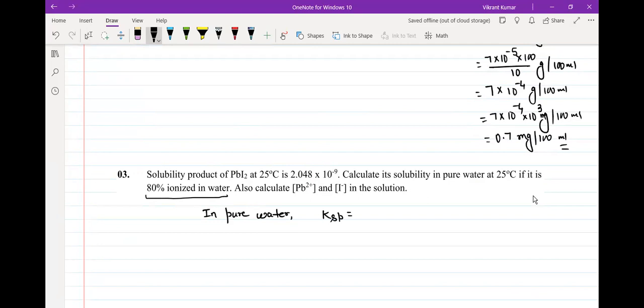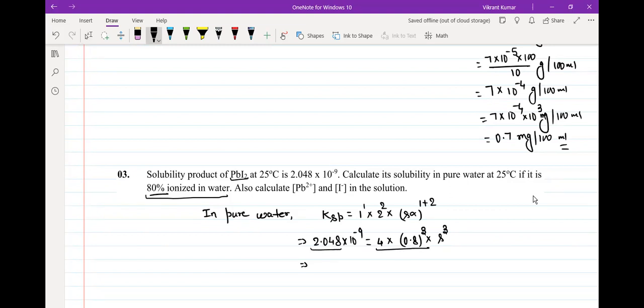And now if you see PbI2 का formula is AB2 type, which will give you 1 cation and 2 anion. And यहाँ पे हम लोग लिखेंगे S alpha raised to 1 plus 2. And that means we have got 2.048 into 10 raised to minus 9 will become, यहाँ तो 4 आ जाएगा, into S 0.8 S raised to 3 है. So we'll say 0.8 because it is 80% ionized raised to 3 into S raised to 3. Now if you calculate it ना, देखोगे ये पूरा मिल के ना इसके बराबर हो जाएगा.